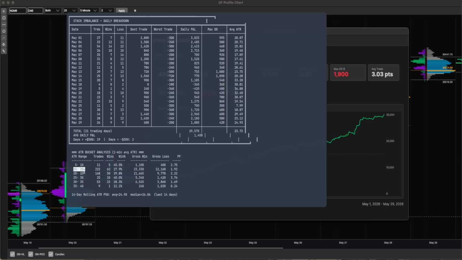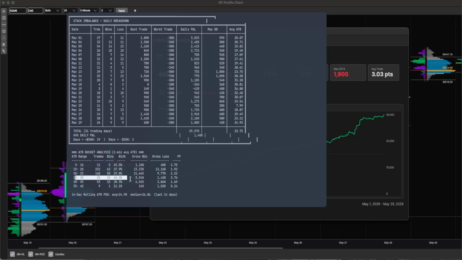In the 15 to 20 ATR range, you had 222 trades, a win rate of 27.9%, and then gross win, gross loss, because my winners are bigger than my losers. Profit factor 1.9. That's good. And then 20 to 25, you have these numbers here, 168 trades. The gross win, 21,000. Gross loss, 9,000. Profit factor of 2.2.